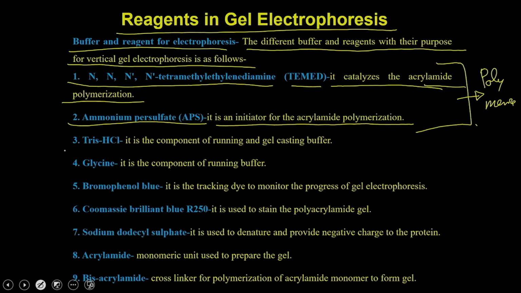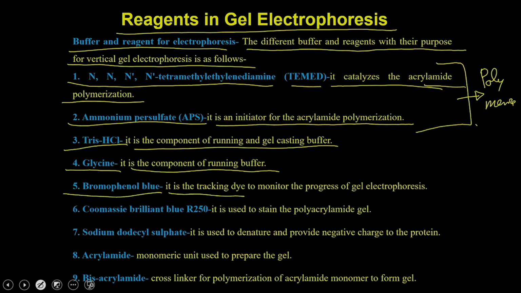Then you require the Tris-HCl. Tris-HCl is required to prepare the running as well as the gel casting buffers. Then you have the glycine, which is a component of the running buffer. Then you have the bromophenol blue. Bromophenol blue is a tracking dye, and it is required to monitor the progress of the gel electrophoresis.